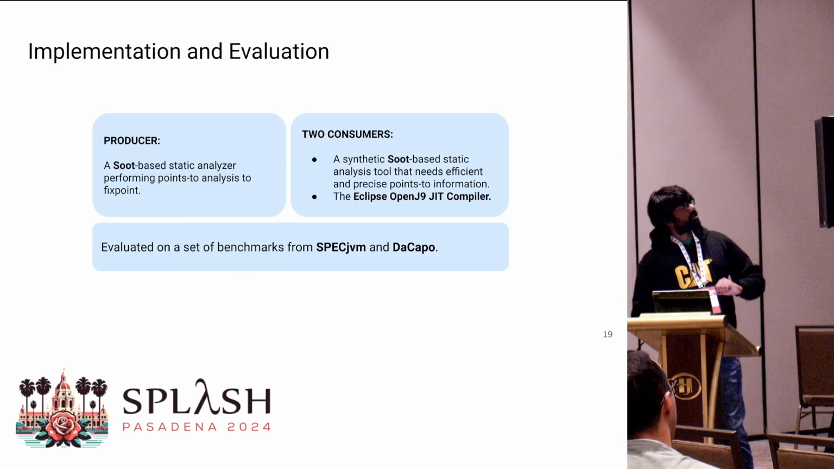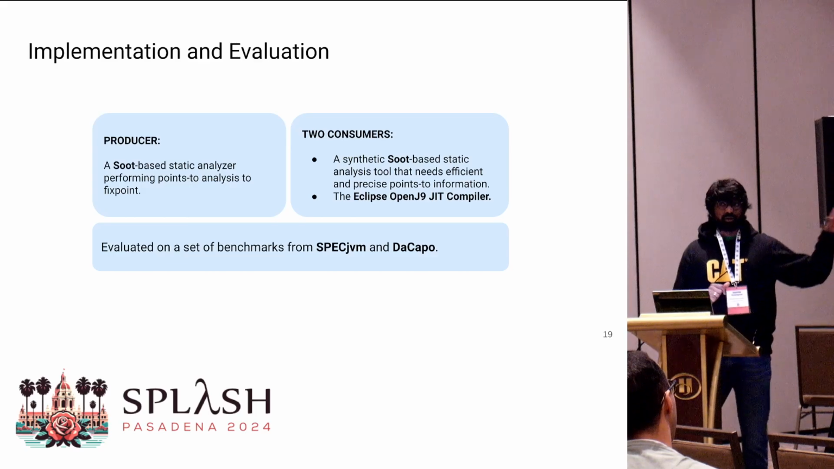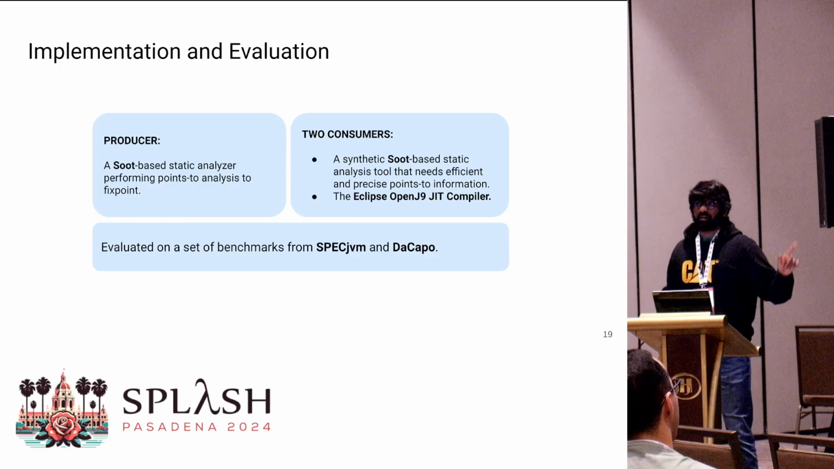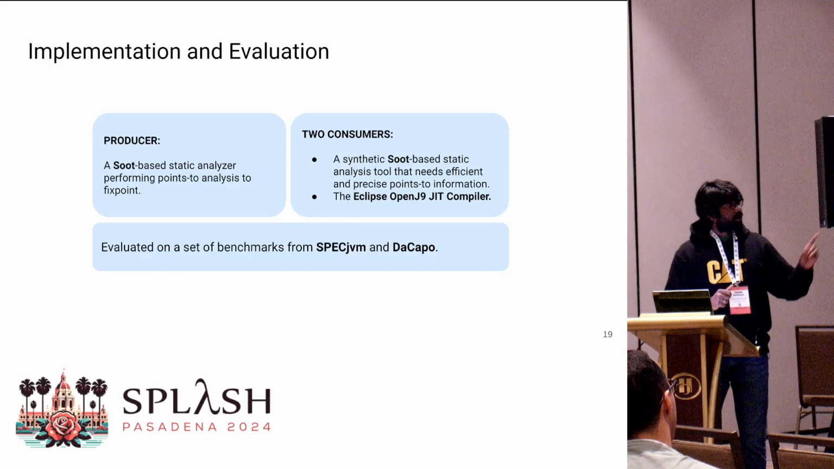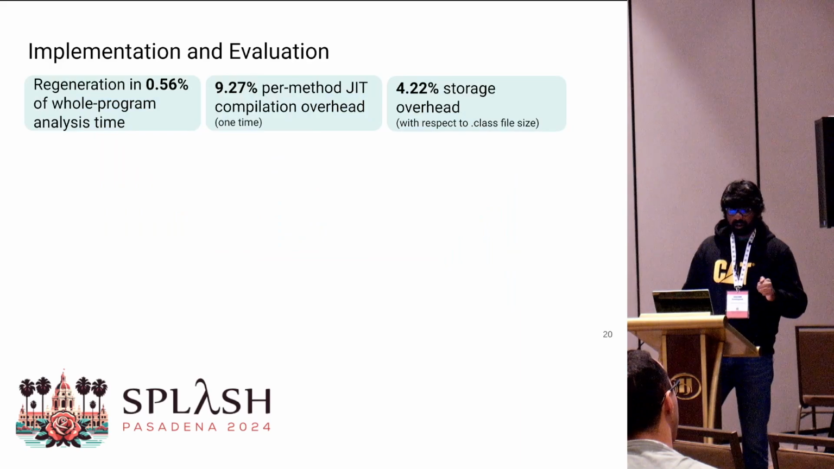In terms of implementation, we use a Soot-based static analyzer as our producer, and we instantiate two consumers, one of which is a Soot-based static analysis client, and the other one is the JIT compiler associated with Eclipse OpenJ9, which happens to be a production-grade JVM. And we evaluate against a set of benchmarks from SPECjvm and DaCapo.